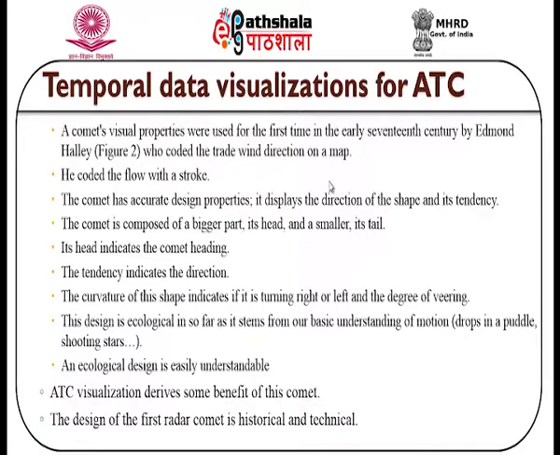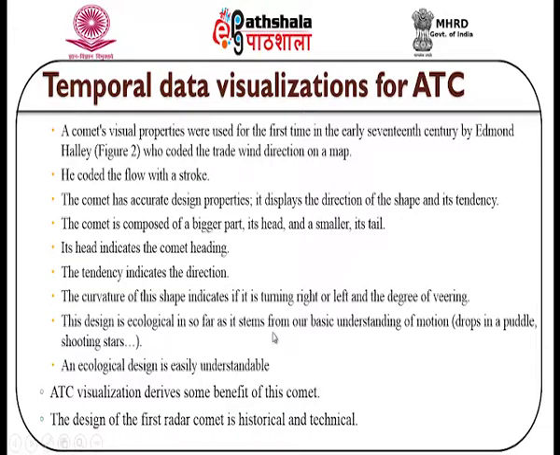The comet is composed of a bigger part, its head, and a smaller part, its tail. Its head indicates the comet heading, and the tail indicates the direction of the wind. The curvature of the shape indicates whether it is turning right or left and the degree of veering. This design is an ecological design in so far as it stems from our basic understanding of motions, and an ecological design is usually easily understandable.